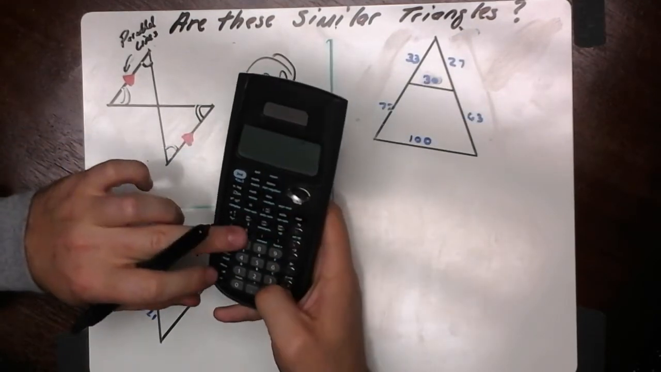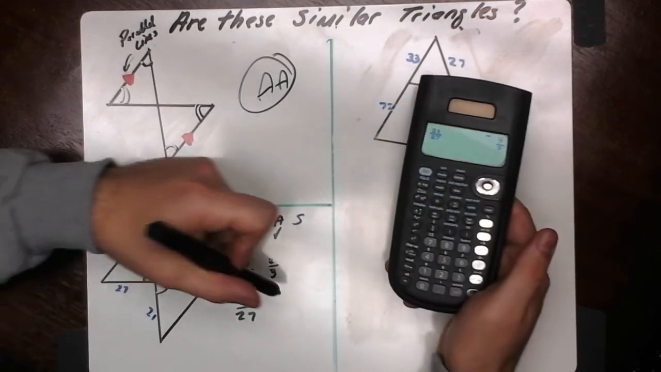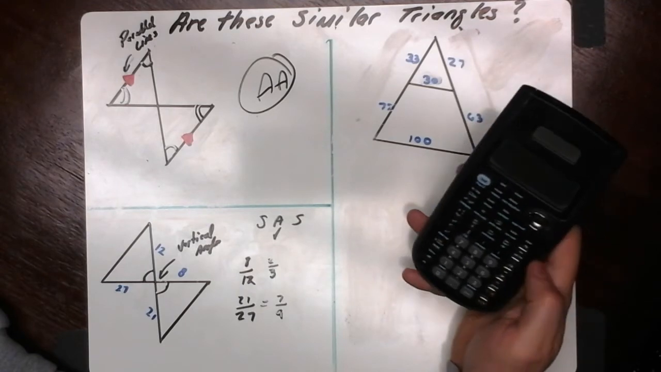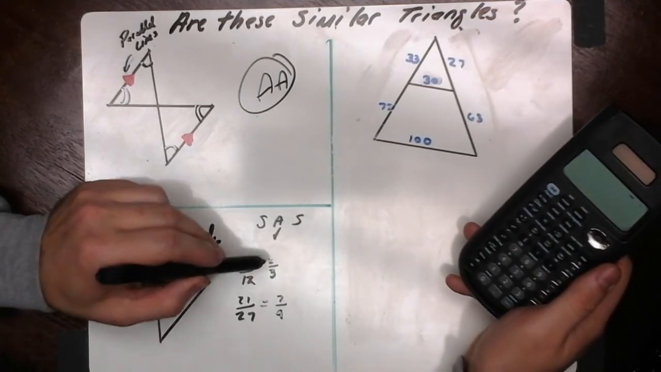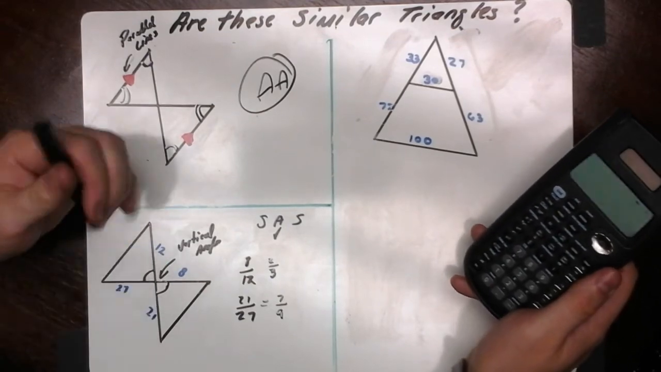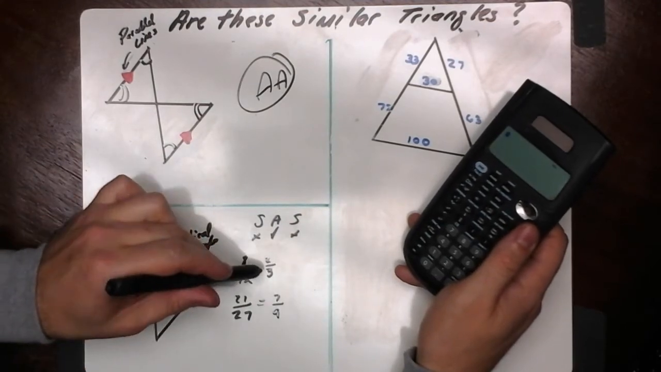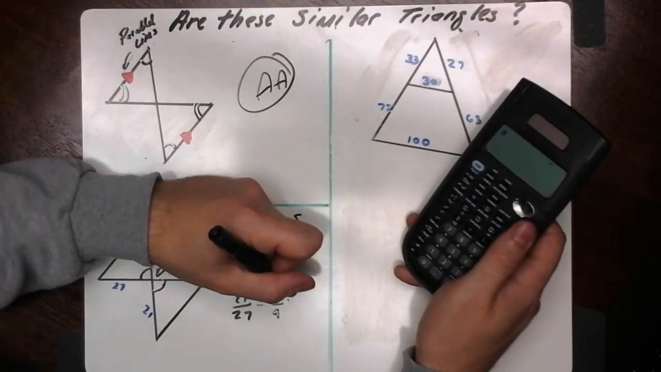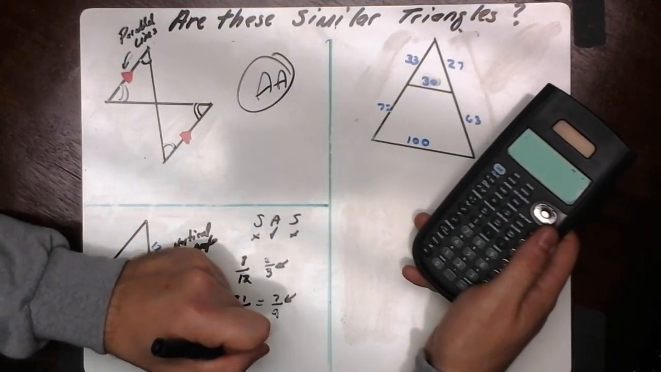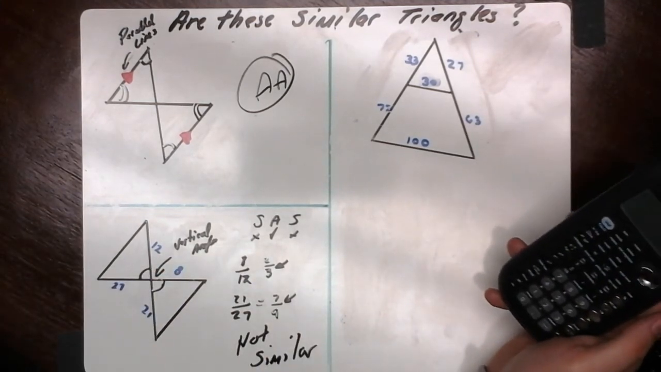Then the next one is 21/27. That's 7/9. So these are not similar because my fractions are different. That means these sides are not proportional. So I don't have these sides. So as a result of this, I have to say not similar. Okay, I don't have similarity there.